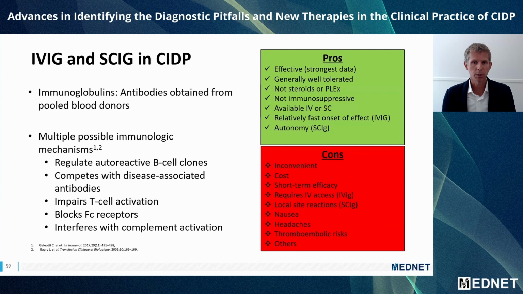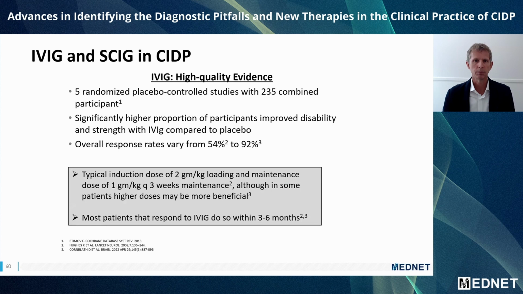Some of the cons with immunoglobulin may be their inconvenience. The infusions are typically quite lengthy, with IV lasting from 3 to 5 hours. Subcutaneous infusions can be an hour or two. They're expensive medications. There are certain local side effects with subcutaneous IG, and systemic side effects with IVIG, including headaches and nausea, and then there are thromboembolic risks with both. So balancing these pros and cons is, for every patient, important.